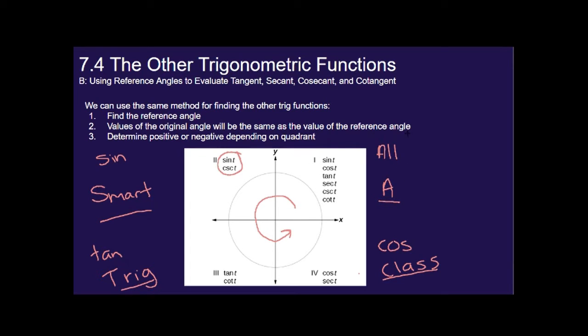So you know that in quadrant 1, they are all positive. In quadrant 2, sine and its reciprocal are positive. Quadrant 3, tangent and its reciprocal are positive. And in quadrant 4, cosine and its reciprocal are positive. A Smart Trig Class. Write that down, put it somewhere where you'll see it, memorize it, okay? A Smart Trig Class. And remember, that doesn't go in our normal reading order, it goes in order of the quadrants. Quadrant 1, 2, 3, 4.